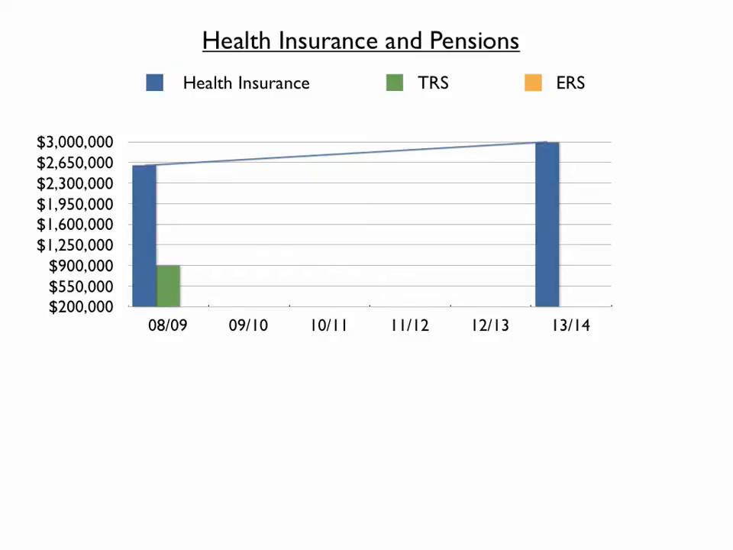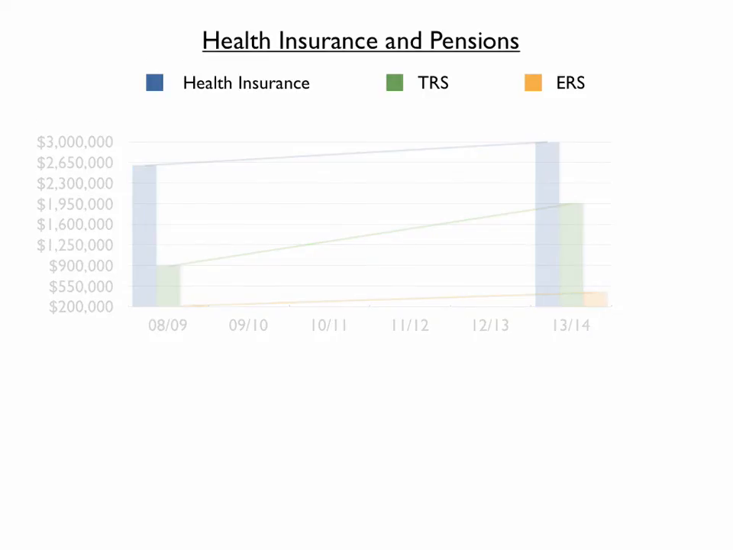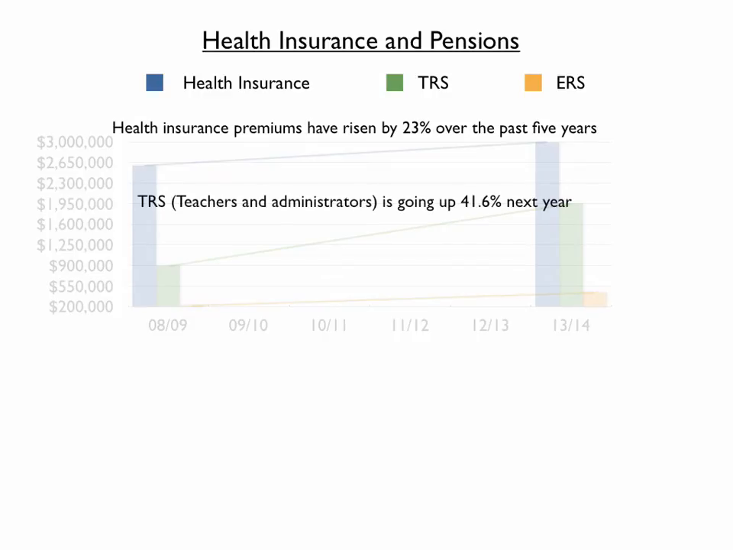There are two types of pension costs that impact the school budget. One is for teachers and administrators, or TRS. The other is for civil service employees, or ERS. Over that same 5-year period that we just looked at for health care costs, pension costs have risen from $1.1 million to $2.5 million. Health care and pension costs have been rising by double-digit percentages over the past 5 years.